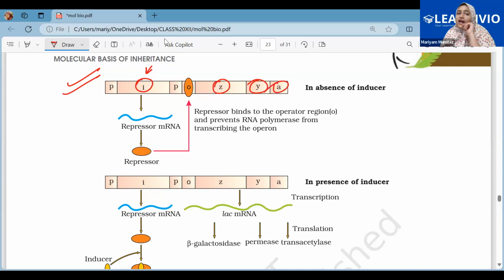Now, when I will code for the repressor, then what will happen? This repressor will come and bind to the operator area, and it will not let transcription happen. It will not let the process continue. So whenever the repressor has been synthesized by the I, then what will happen? The repressor binds to the operator region and prevents RNA polymerase from transcribing the operon, meaning transcription will not take place, meaning mRNA will not be synthesized.